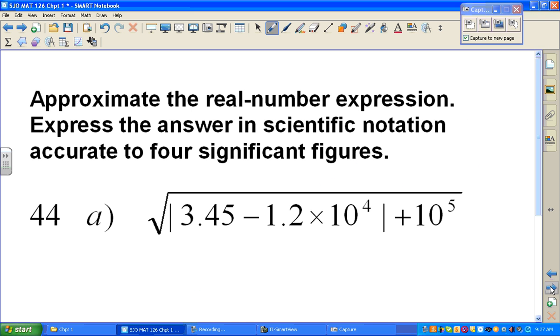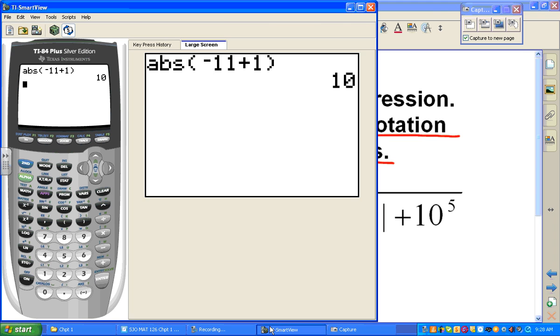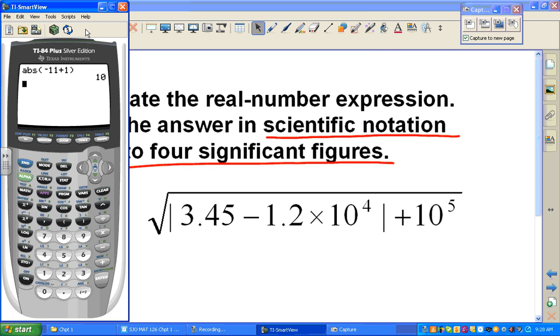Here we go. The calculator. Express the answer in scientific notation for sig figs. So, you remember yesterday where I showed you the square root button was?